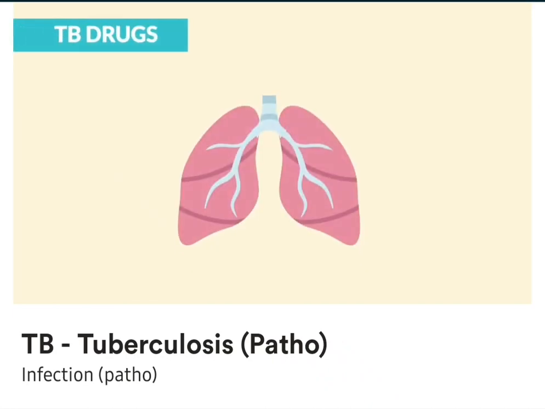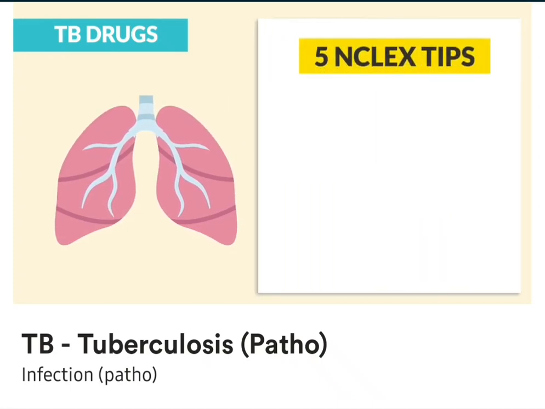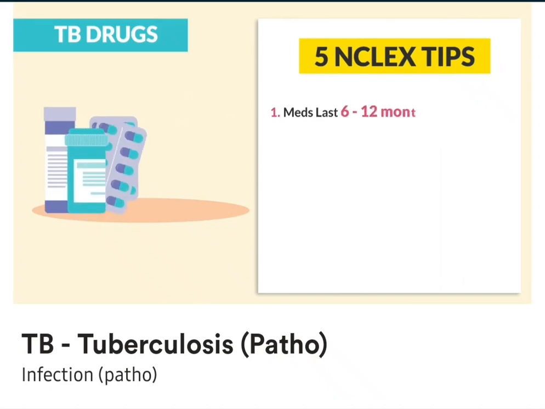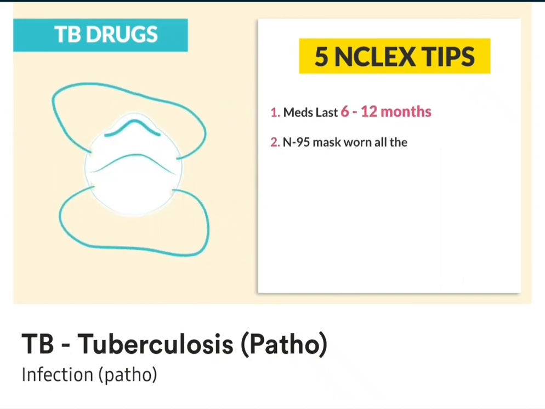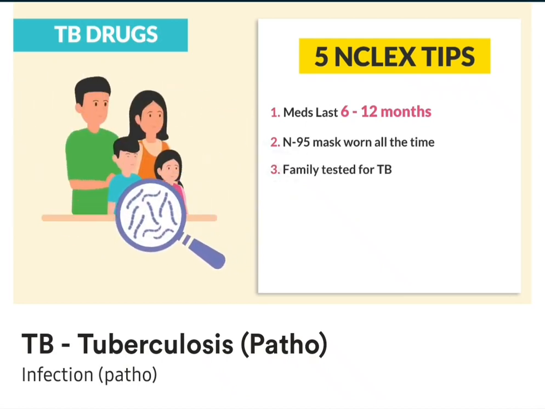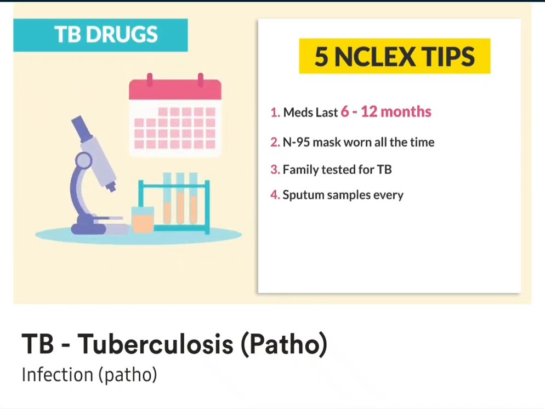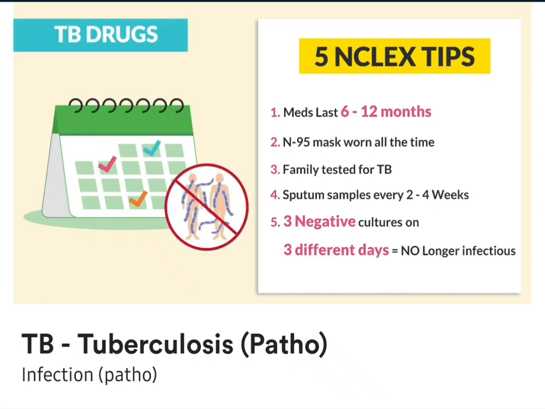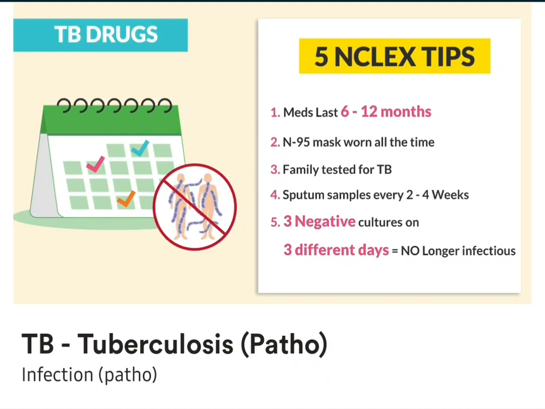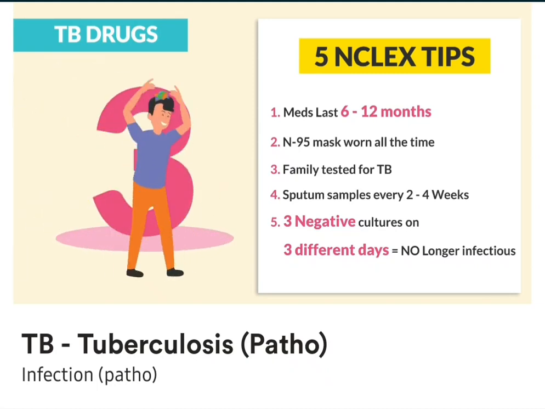So to help you here, let's cover the top 5 NCLEX tips as well as TB pharmacology. First is meds last 6 to 12 months. Guys, it's a long duration. Second is an N95 mask is worn at all times. Third is that the family is tested for TB. Number 4 is sputum samples are done every 2 to 4 weeks. And number 5, 3 negative cultures on 3 different days means that you're no longer infectious. Guys, not 1 negative culture. The key number here is 3, and then you're free.